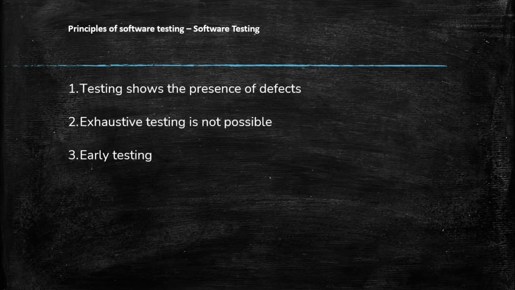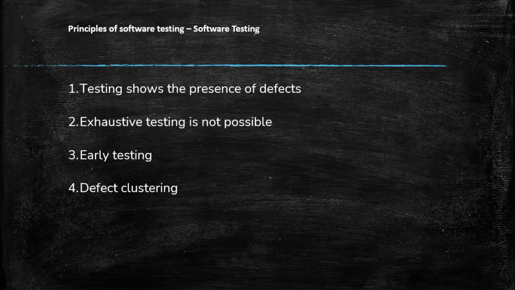Let's go to the fourth one, defect clustering. In a project, a small number of modules can contain most of the defects. The Pareto principle for software testing states that 80% of software defects come from 20% of modules. So it's 80-20, 80%, 20%.